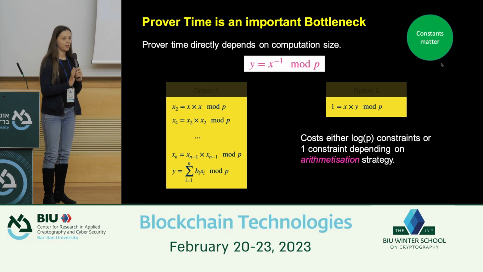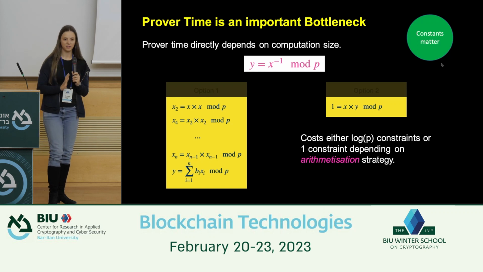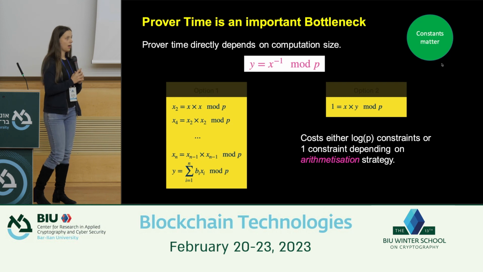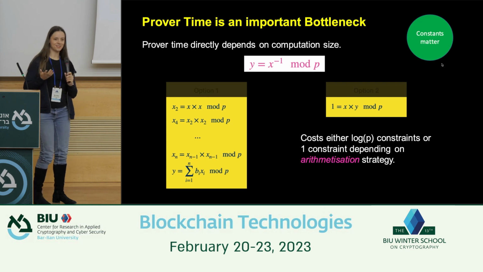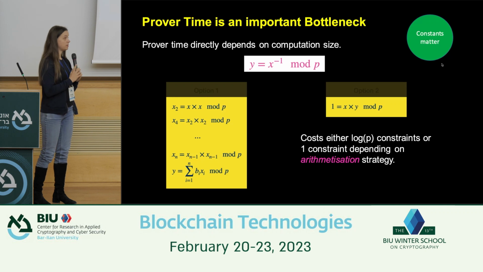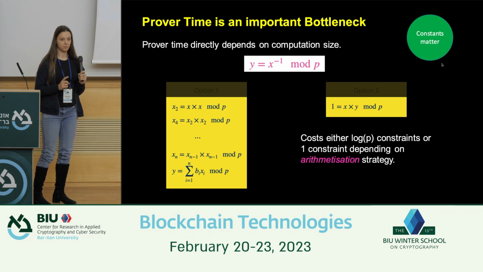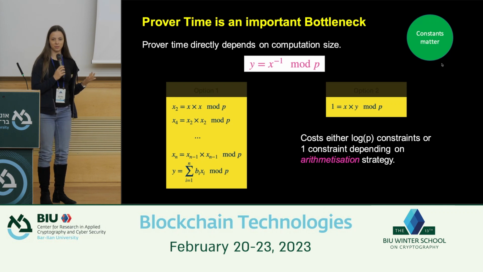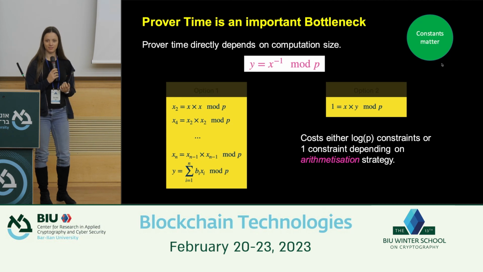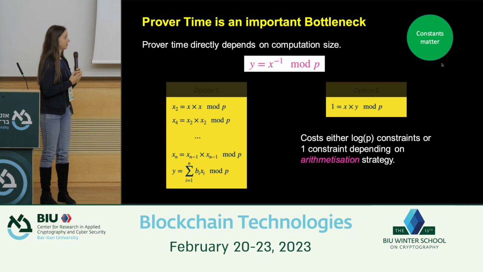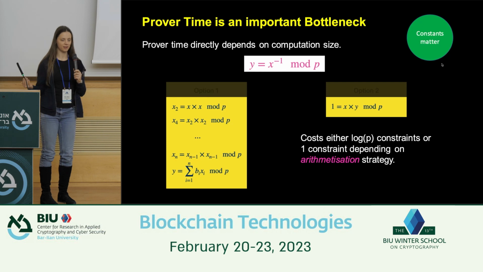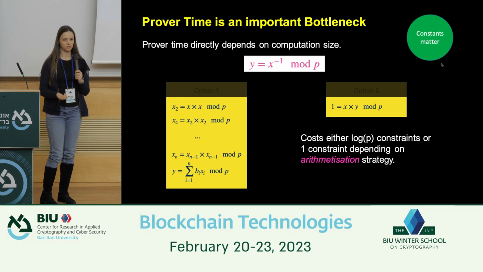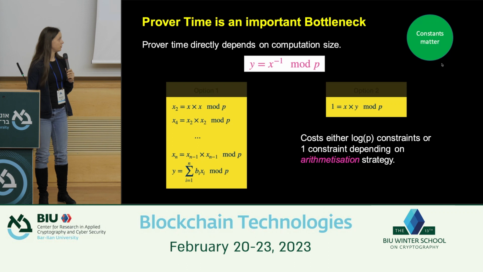I'm going to say that that first method was a very bad strategy for arithmetizing this problem, because while it's very smart, while there's lots of fun maths going on, actually you can just represent this in one constraint by just checking that x times y is equal to 1. And this would save you a whole logarithmic number of constraints in your overhead, which would make a difference to your prover time. So you would always want to go with the second strategy rather than the first strategy.